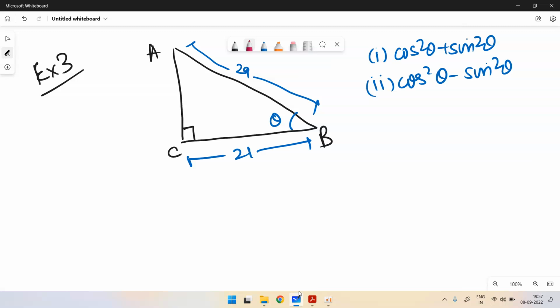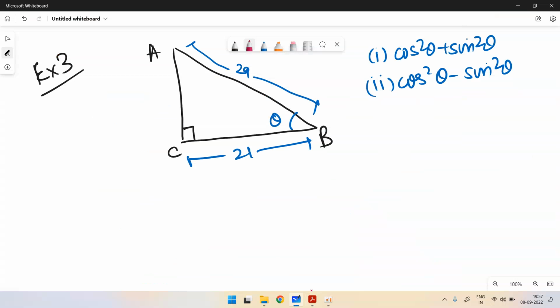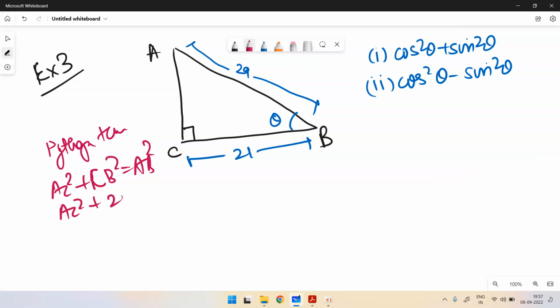But here, since this is your exercise, and before that they have not shown that sin square theta plus cos square theta is 1, so you need to prove that this is true. Since this side is given, using Pythagoras theorem, AC square plus CB square is equal to AB square, which implies AC square is 29 square minus 21 square.